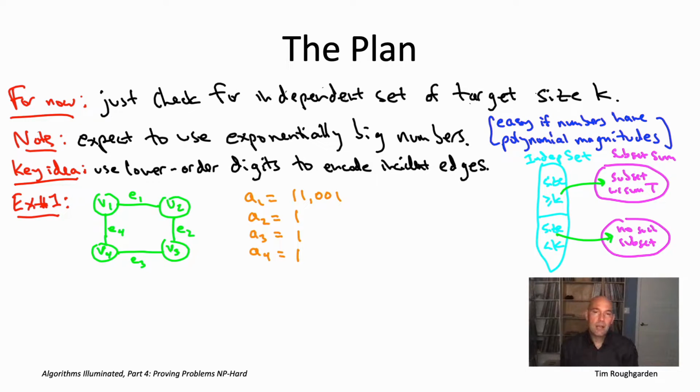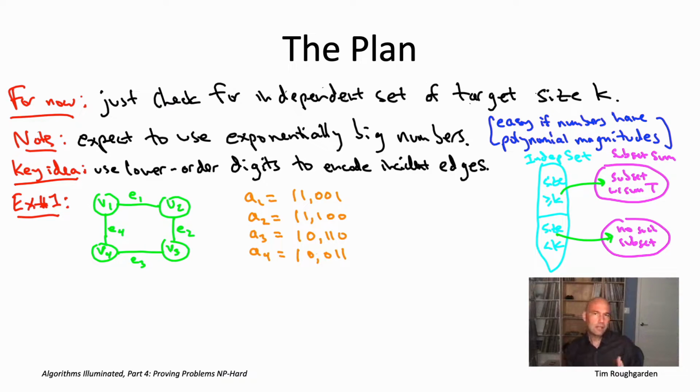We can repeat the exercise with A2. So the second vertex, the first and the second edges are incident to it. The third and the fourth ones are not. So here the 4 trailing digits are going to be 1, 1, 0, 0. And as a result, vertex V2 gets mapped to the number 11,100. Similarly, the vertex V3 gets mapped to the number 10,110, and the fourth vertex gets mapped to the number 10,011.